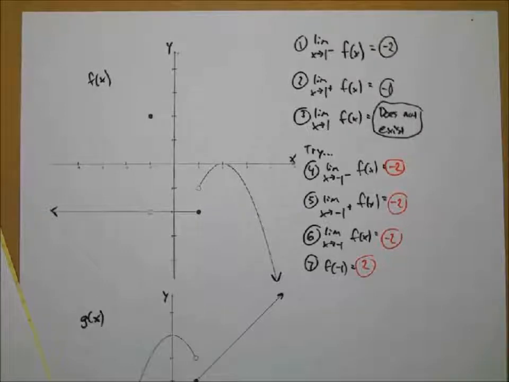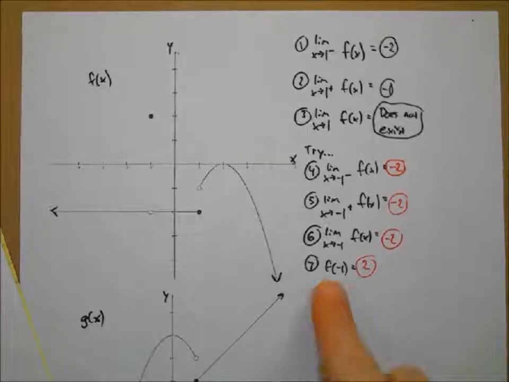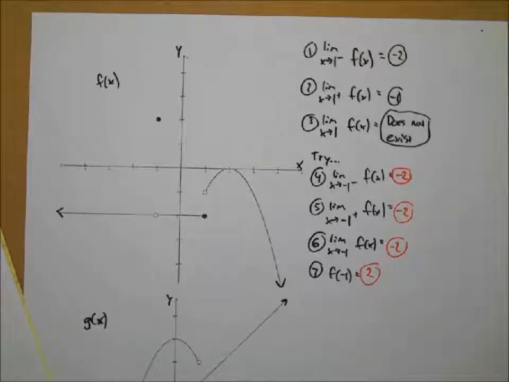Yes, Cooper? Why is number 7 2? Okay, so this time we're asking the question, what is the value of the function at -1? Not approaching, at -1, when x is -1. Follow me? And so is that enough, or do you need me to show more? But why can't it be -2?